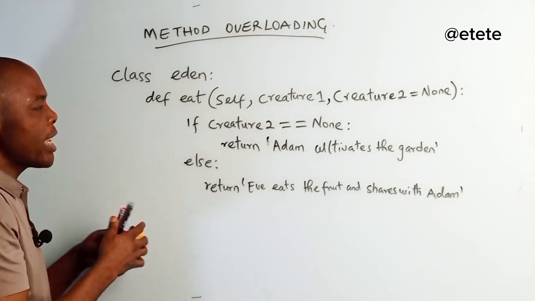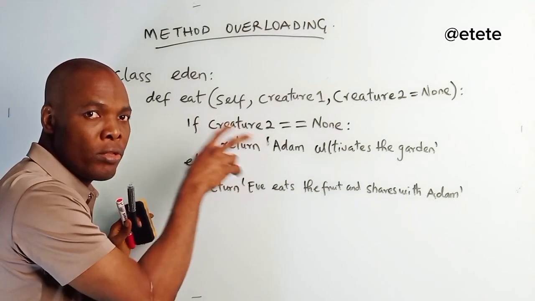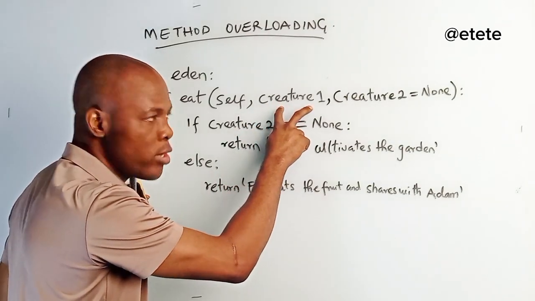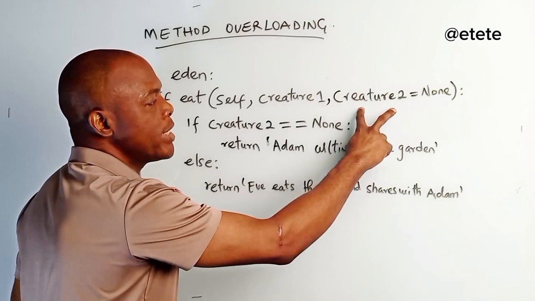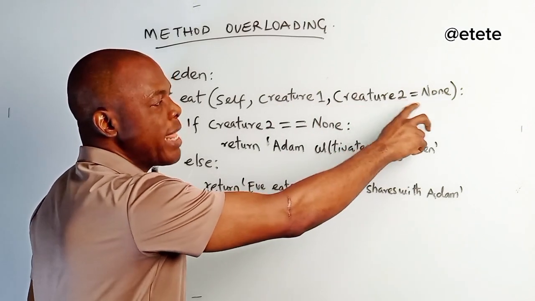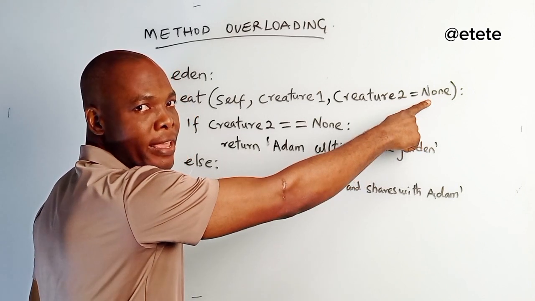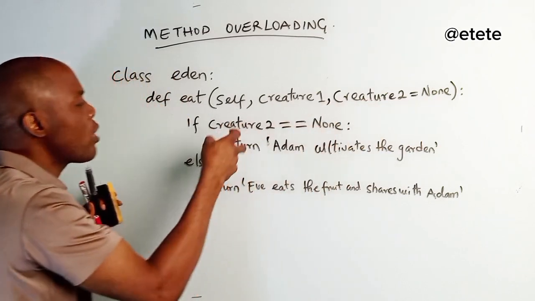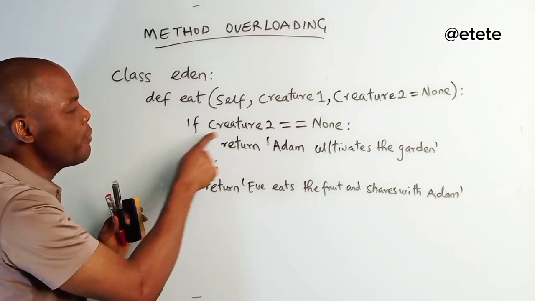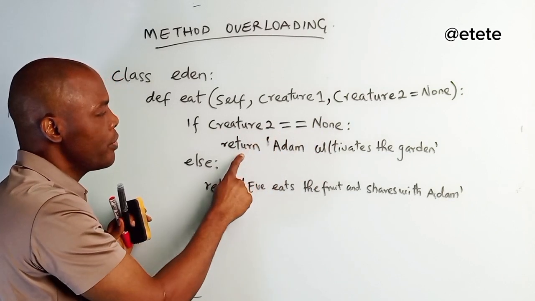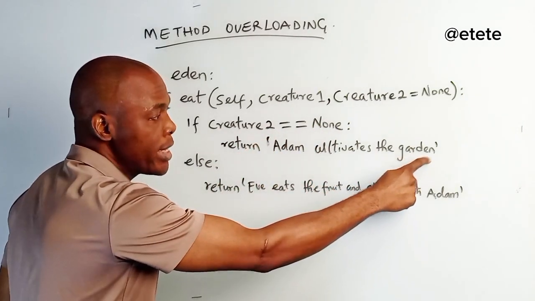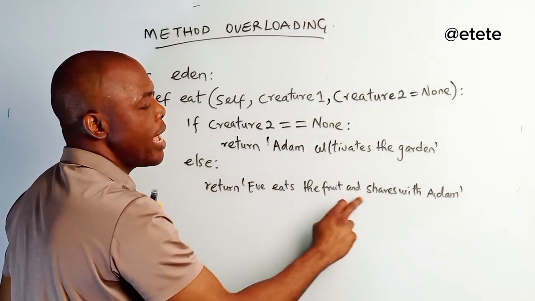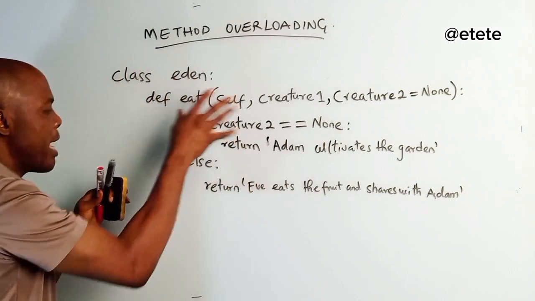So this is how I am now going to implement method overloading in Python. I'm going to create the first argument as creature 1, and then the second argument, which is what? Creature 2, and I'm going to assign a value to that variable, right? Which is what? None. Then I'm coming in to use the if statement. If creature 2 equals none, return Adam cultivates the garden. Else, return if eat the fruit and shares with Adam. So now I've created my class.